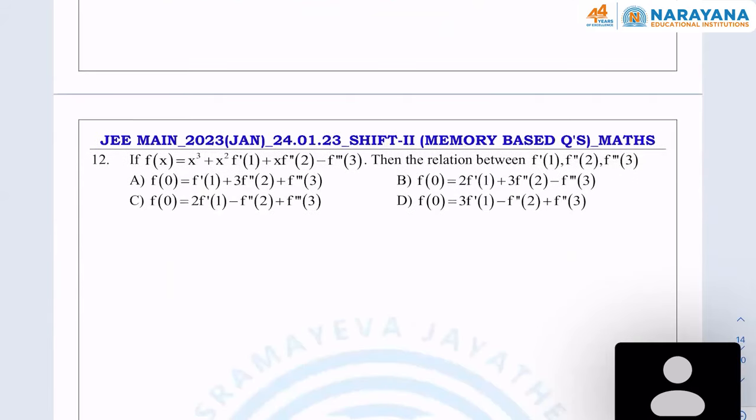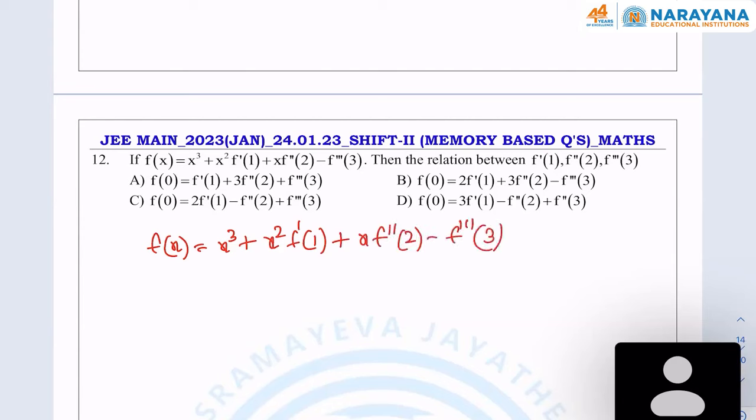So here then the relation between f dash 1, f double dash 2 and f triple dash 3. Given that f of x is equal to x cube plus x square into f dash 1 plus x into f double dash 2 minus f triple dash 3. Okay, so they're asking f dash 1, f double dash 2, f triple dash 3. So first I will differentiate this. f dash x is equal to 3x square plus 2x into f dash 1 plus f double dash 2.